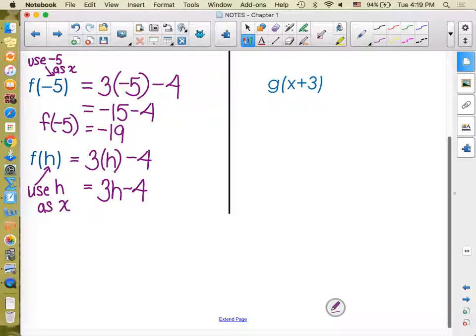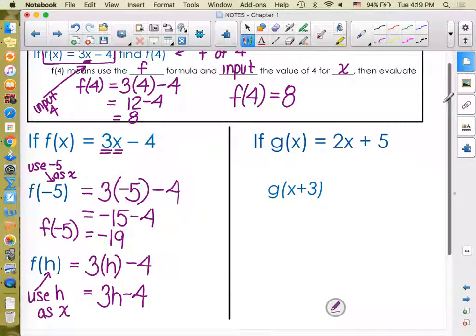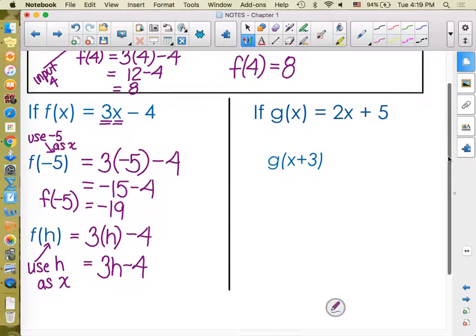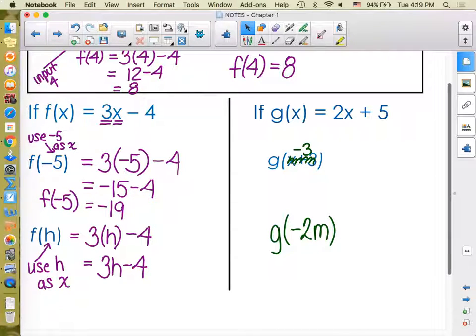Seems a little strange. What I want you to do is complete this side, okay? And I'm going to change this side up just a little bit. Instead of g of x plus 3, I'd like you to find g of negative 3, and then add to this, I'd like you to find g of, and this one's going to be the harder one, g of negative 2m. When you have both of those and the rest of your notes completed, call me over and I'll check it off or help you out if you're stuck.